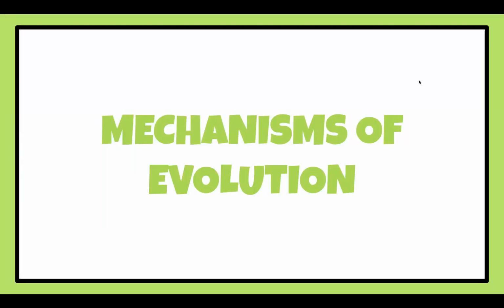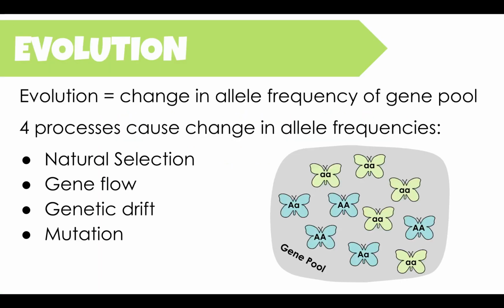Hey everyone, in this video lecture, we're covering the topic about the mechanisms of evolution. So we're going to be talking about how does evolution occur? How do we get that change in inherited traits in a population over time?